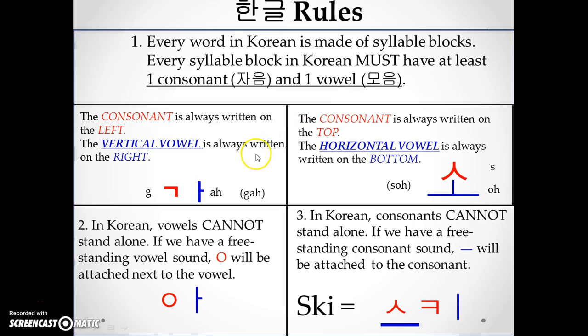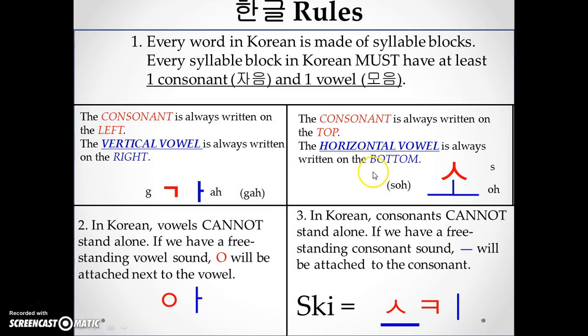If the vowel is vertical, the consonant is always on the left. The one in red here is the g sound, and we have the vertical vowel ah, like in I get it. Combine them together, and you have ga.